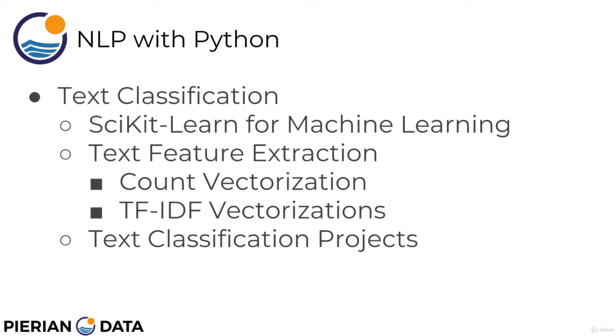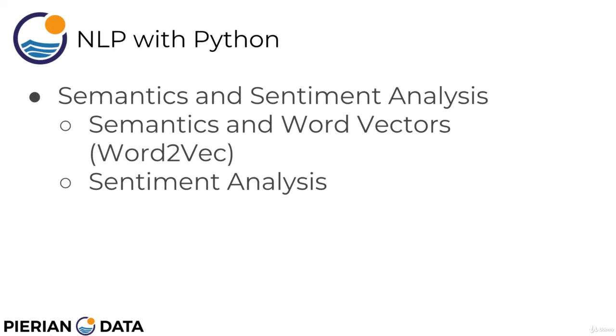Then we'll switch gears and talk about text classification. This is where we dive deeper into machine learning, learning about how to use scikit-learn for machine learning, just an overall process, and then we'll talk about text feature extraction, conducting operations like count vectorization, and then TF-IDF vectorization, term frequency, inverse document frequency. And then we'll have a text classification project for you.